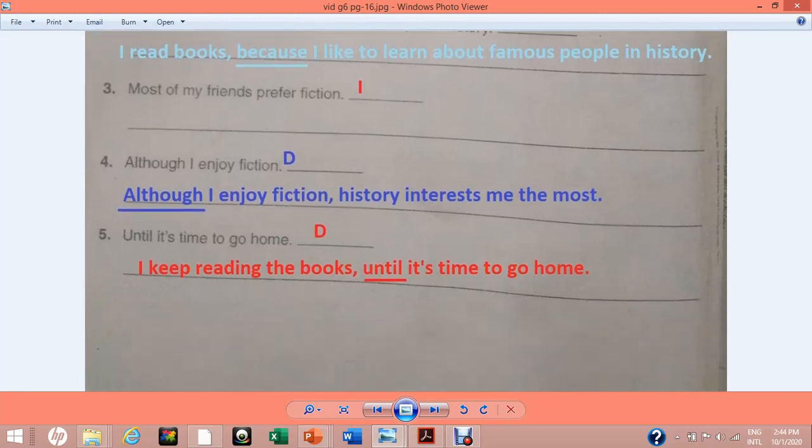Number 5, until it's time to go home. This is a dependent clause. So this dependent clause will be converted into a new sentence. I keep reading the books until it's time to go home.